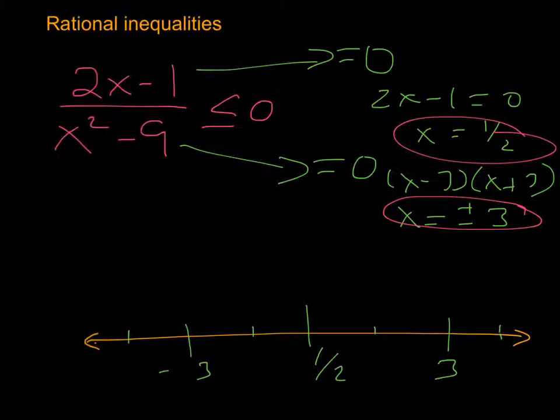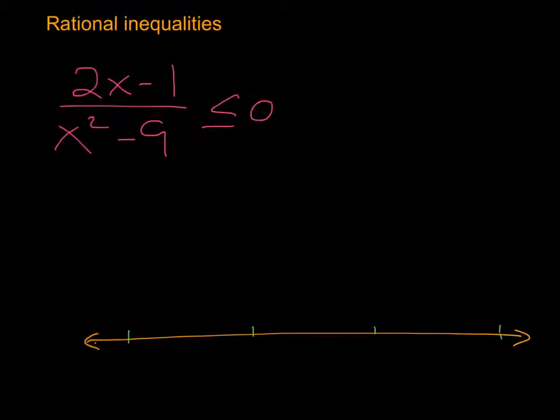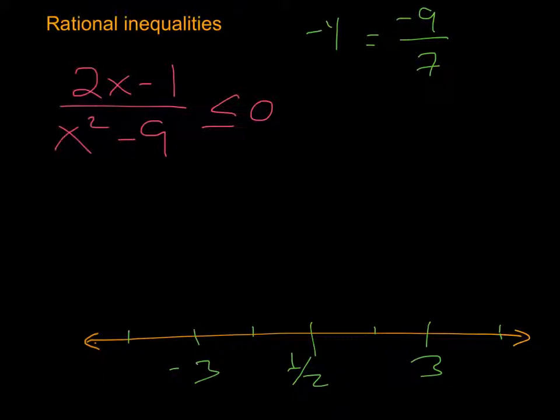So let's go ahead and do that. I'm going to get rid of some of this information up here. Let me put these numbers back on here. So I had negative 3, positive 1/2 and positive 3. If I pick negative 4, for example, I'm going to get negative 9 on the top over positive 7. So that definitely is less than 0. It's a negative number. It's less than 0. So this section works. So I'm going to basically just highlight that section of the graph.